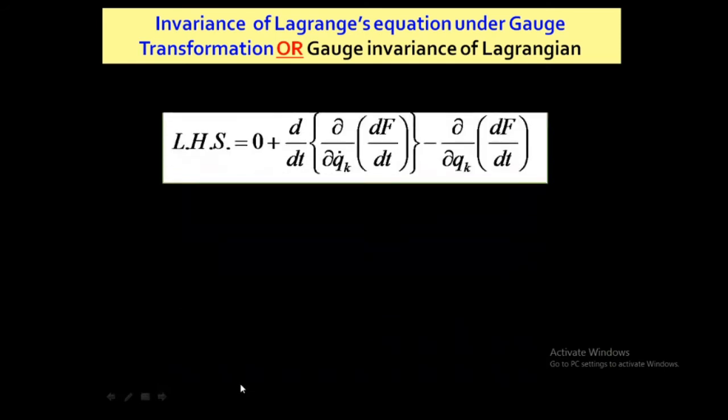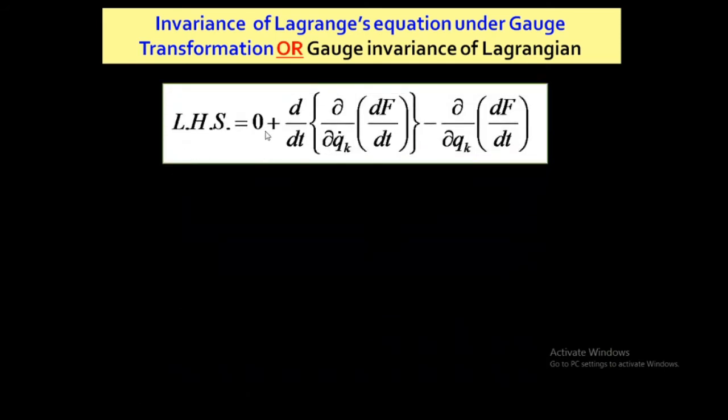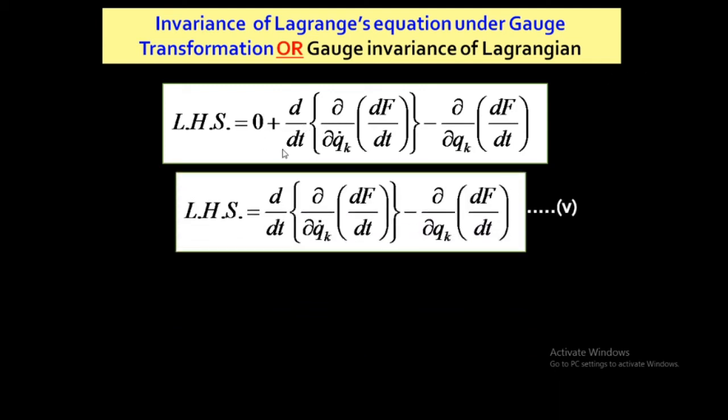After writing 0 plus d by dt in bracket del by del qk dot df by dt minus del by del qk df by dt. So this will be 0 plus this term. We are left with this term d by dt del by del qk dot df by dt minus del by del qk df by dt. But we know the value of df by dt from equation number 1, when we took the arbitrary function f and then took the derivative of that arbitrary function.